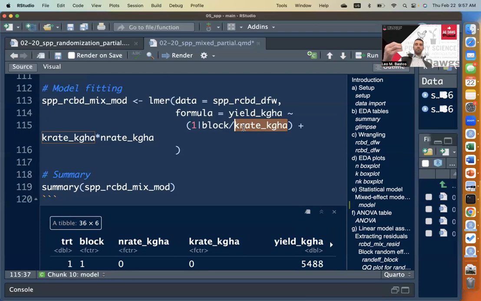So first, potassium rate is in the error term, or the random effect side of the model, because we're specifying the proper error structure of the model with it. But then we also want to know the mean effect of potassium. So we're also interested in the means of the 0, 30, 60 levels of this treatment factor. So that's why it also appears in the fixed effect side of the model.